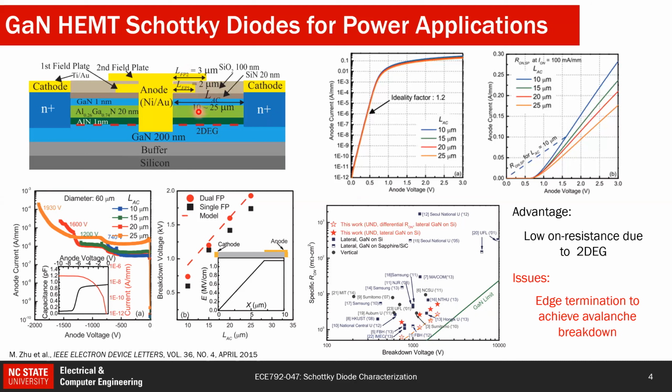we can't have a better edge termination compared to conventional GaN, and because of that you would get premature breakdown. We can see from this graph that the electric field is only reaching 1.5 megavolt per centimeter, compared to GaN, where the maximum theoretical critical field is around 3.7 or 3.8. So the main advantage of using this AlGaN/GaN HEMT is the 2DEG, and because of that you can have a low on-resistance.